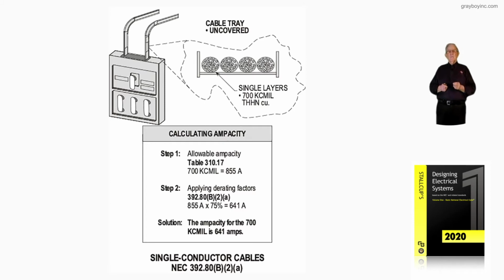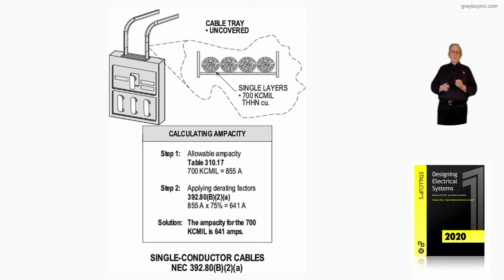So step one, 700 kcmil from free air now, not Table 310.16, but the free air chart of Table 310.17, 700 kcmil is equal to 855 amps from that table, and that's based upon the 90-degree column. Step two, applying the derating factors.